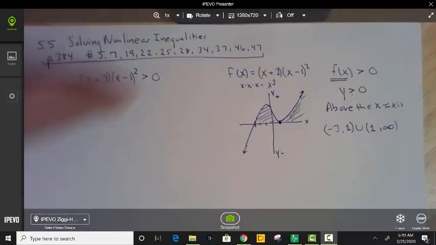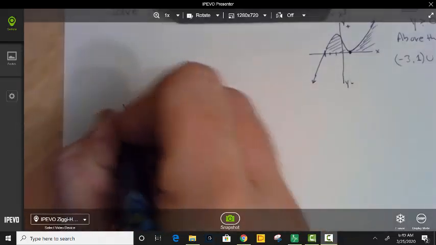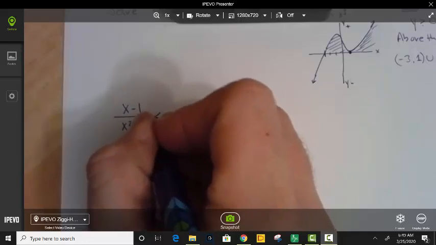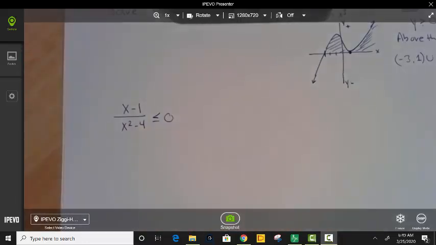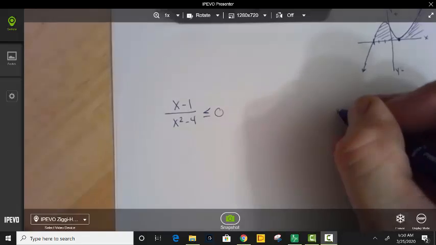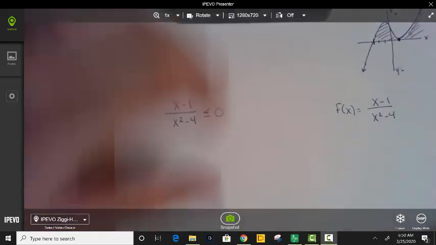Alright, now let's say we do another inequality. Let's say we have this: x minus 1 over x squared minus 4 is less than or equal to 0. So let's say we're doing a rational inequality. We can't just isolate the x from this. We'll get false information. So we're going to do the same thing. We're going to draw the graph of f of x equals x minus 1 over x squared minus 4.